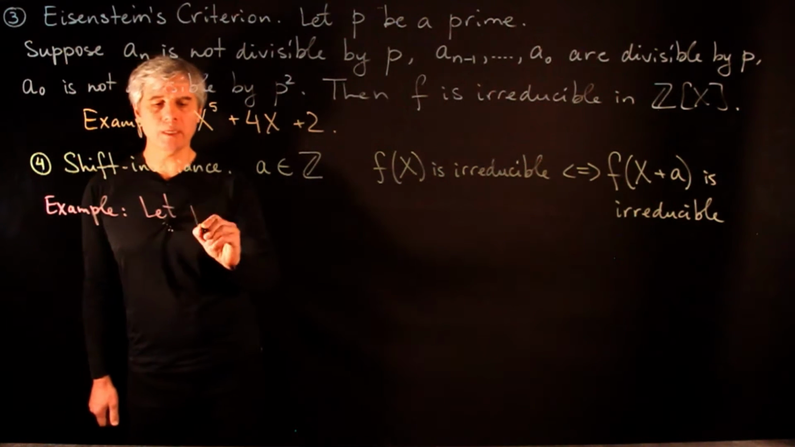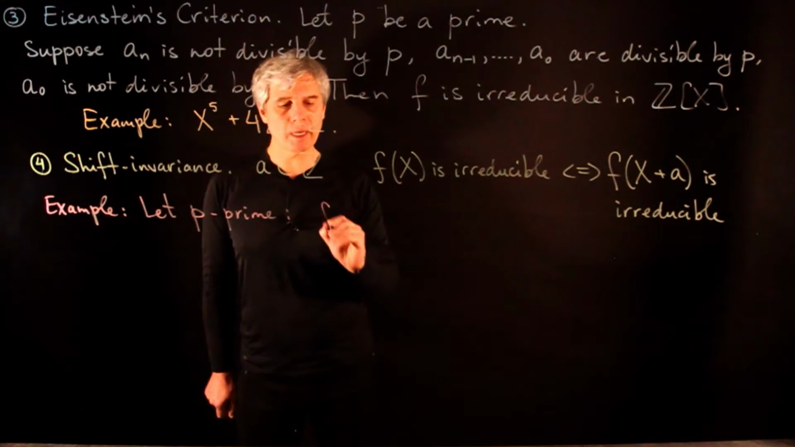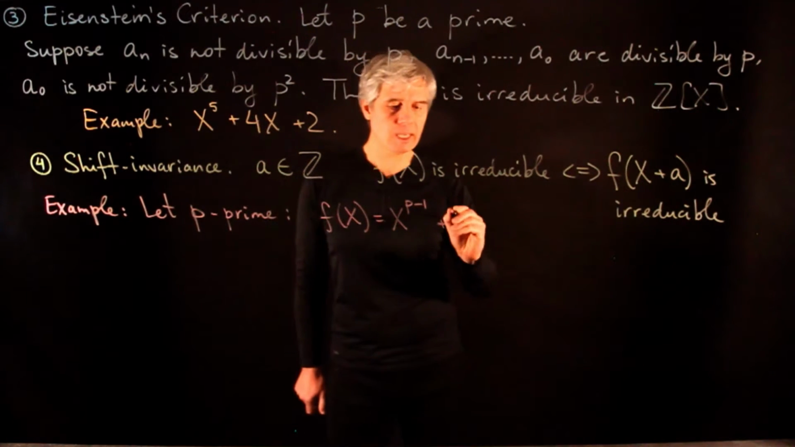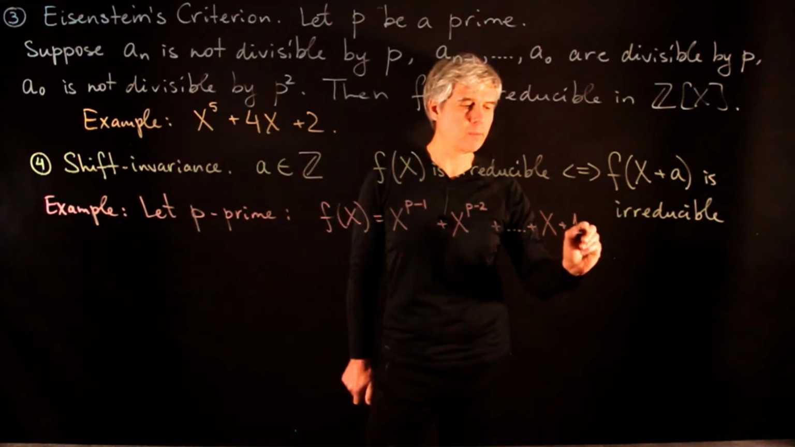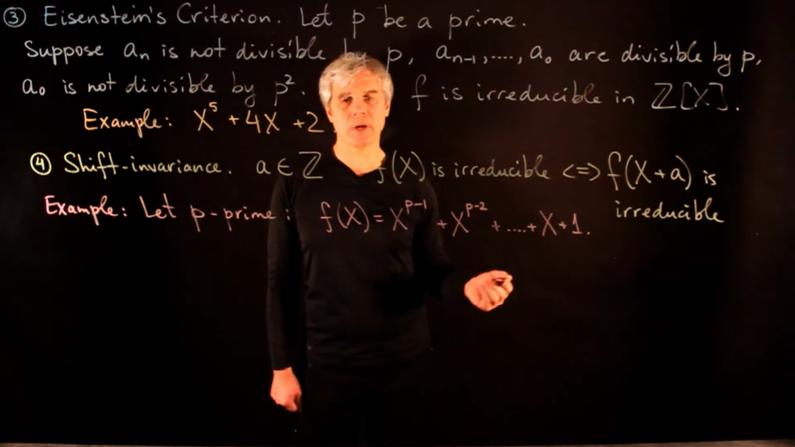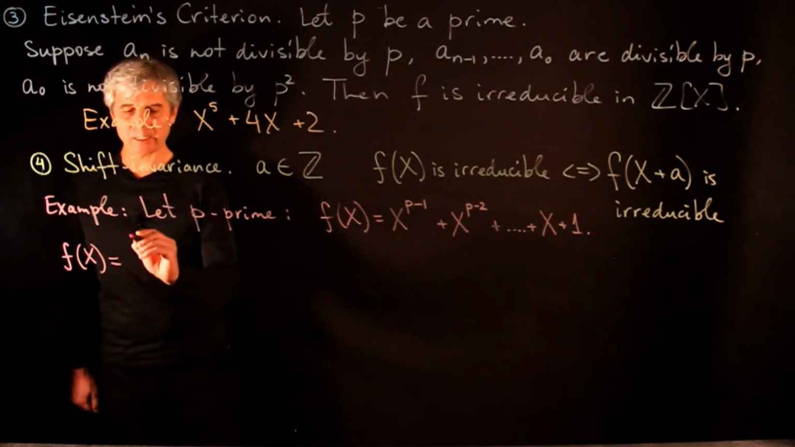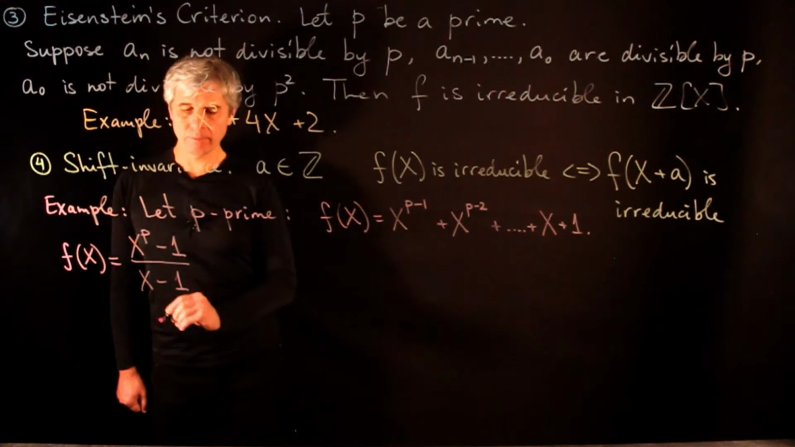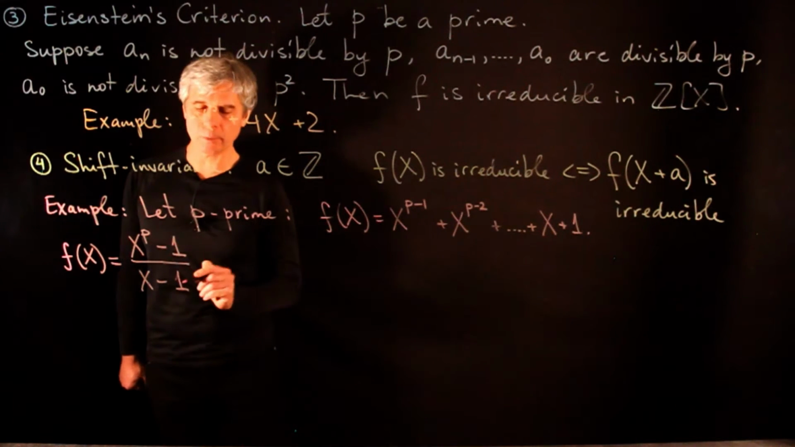So let p be a prime and consider a polynomial f(x), which is x^{p-1} plus x^{p-2} plus ... plus x plus 1. Clearly, we cannot apply Eisenstein's criterion to this polynomial for any prime. But note that this polynomial can be written as (x^p minus 1) divided by (x minus 1). This follows from a well-known formula for the factorization of x^p minus 1.